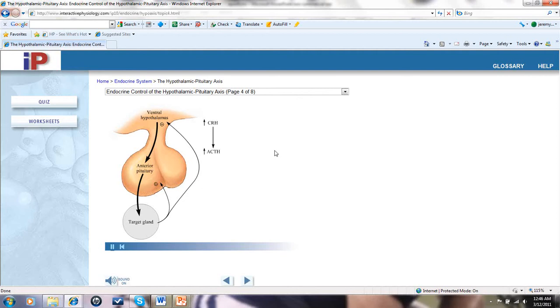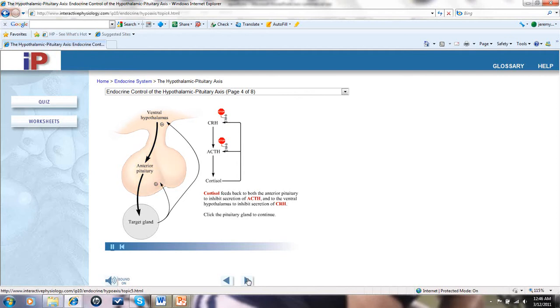Corticotropin-releasing hormone acts on cells of the anterior pituitary to increase secretion of corticotropin, ACTH. Corticotropin acts on the adrenal cortex to increase secretion of cortisol. Cortisol feeds back to both the anterior pituitary to inhibit secretion of corticotropin and to the ventral hypothalamus to inhibit secretion of corticotropin-releasing hormone. The cortisol system is subject to far more dynamic changes than the thyroid system, and all hormones of the cortisol series exhibit a circadian rhythm. Click the pituitary gland to continue.